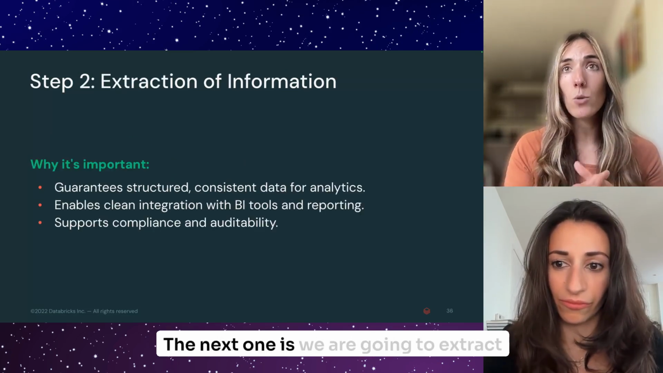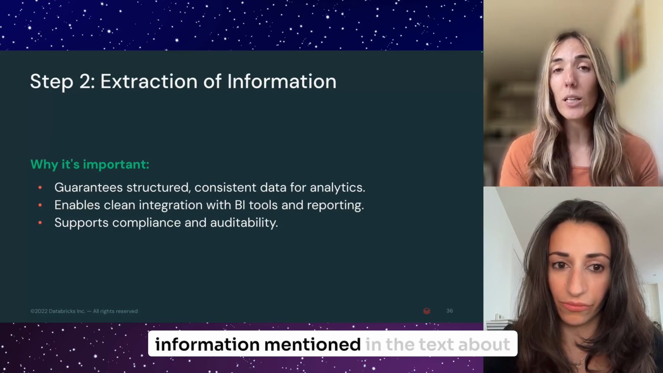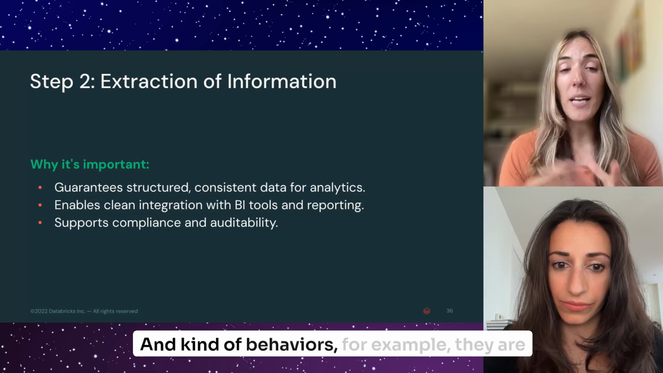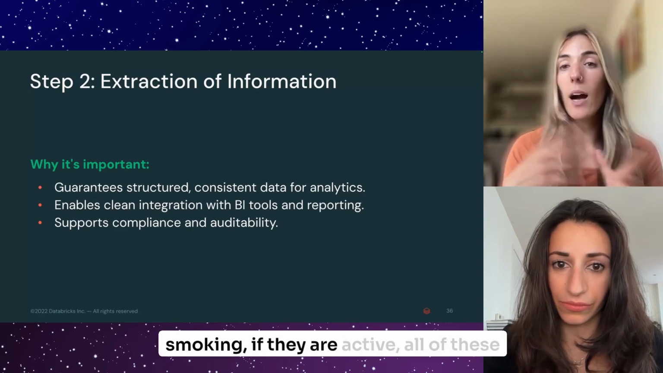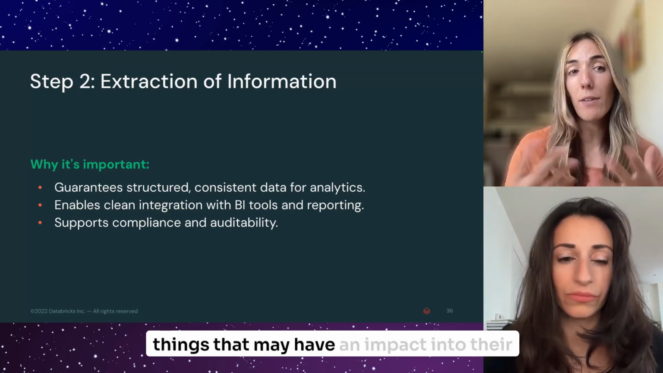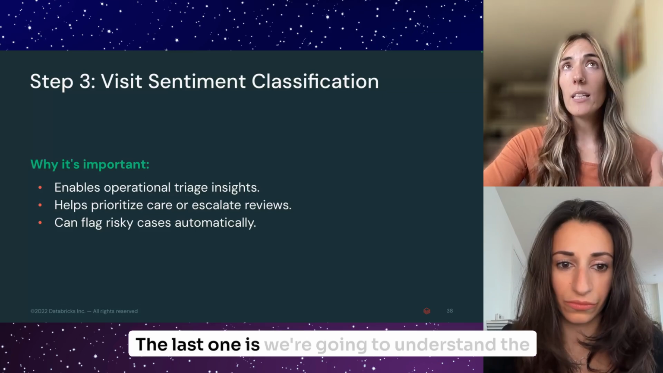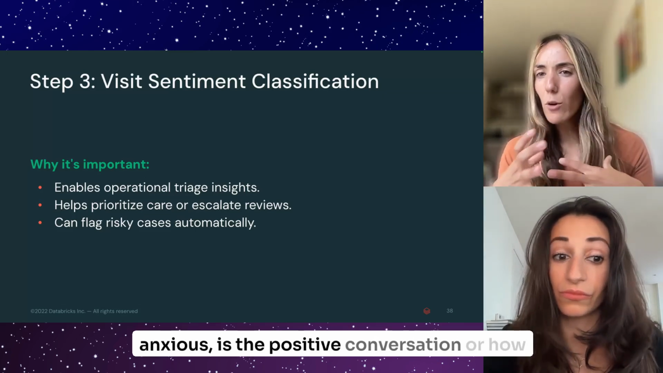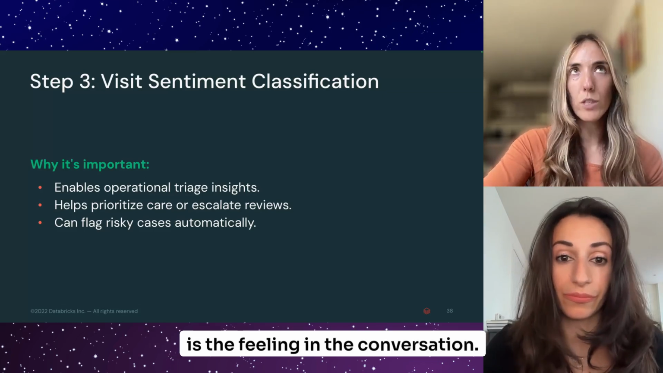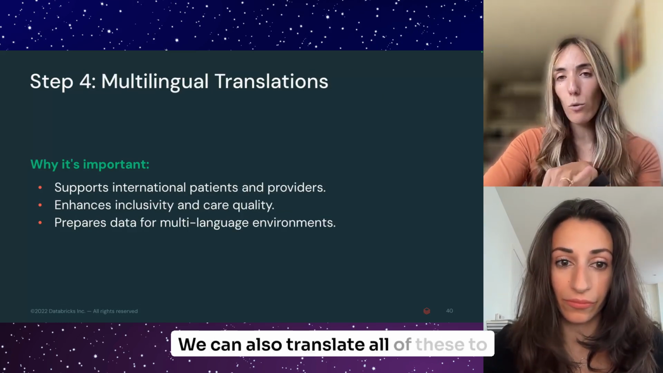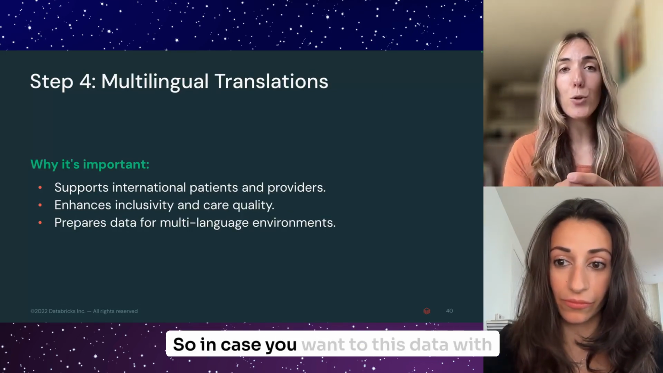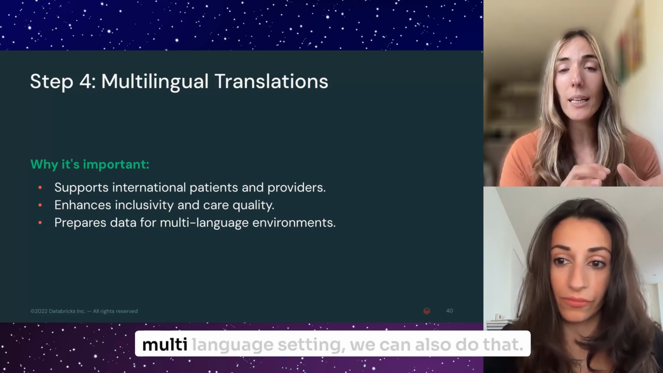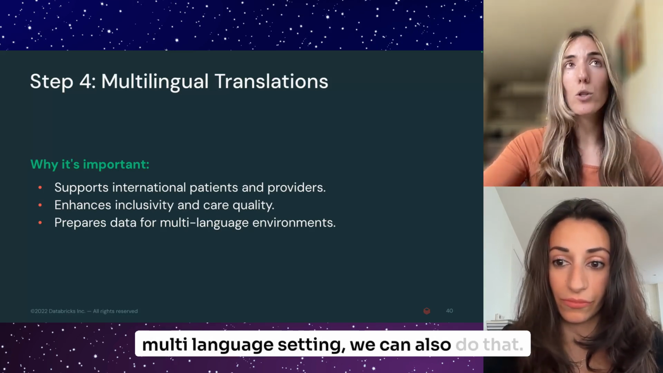The next one is we are going to extract information mentioned in the text about patient behaviors. For example, if they're smoking, if they're active, all of these things that may have an impact on their health. The next one is we're going to understand the sentiment of this conversation. Is the person anxious? Is it a positive conversation? Or how is the feeling in the conversation? We can also translate all of this into different languages, so in case you want to share this data with different regions and you want to play in a multi-language setting, we can also do that.